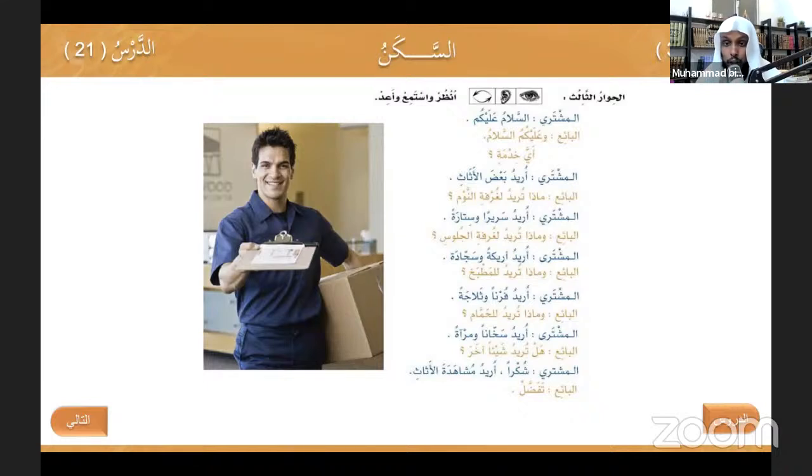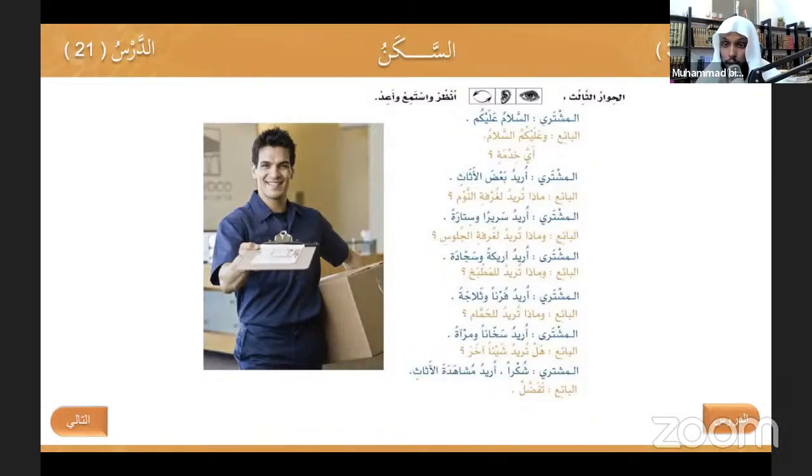أريد سريرا وستارة, I want a bed and a curtain. Alright, وماذا تريد لغرفة الجلوس, and what do you want for the living room? So again, al-julus literally speaking means sitting. So for the room of sitting, i.e. living room. Okay, لغرفة الجلوس.